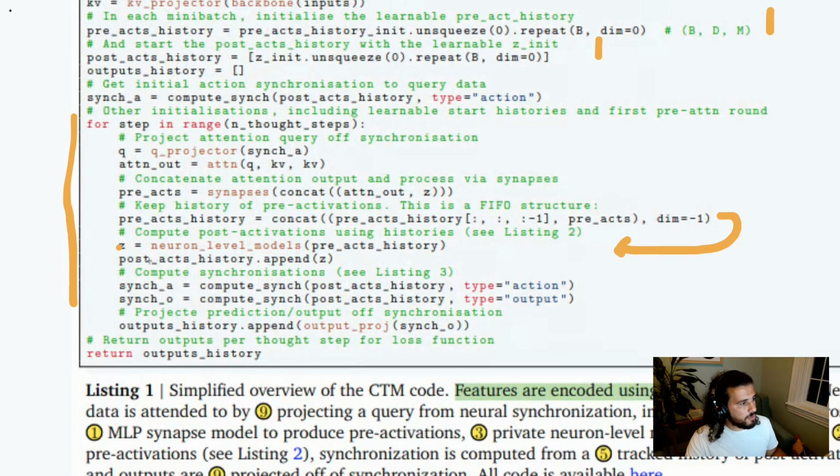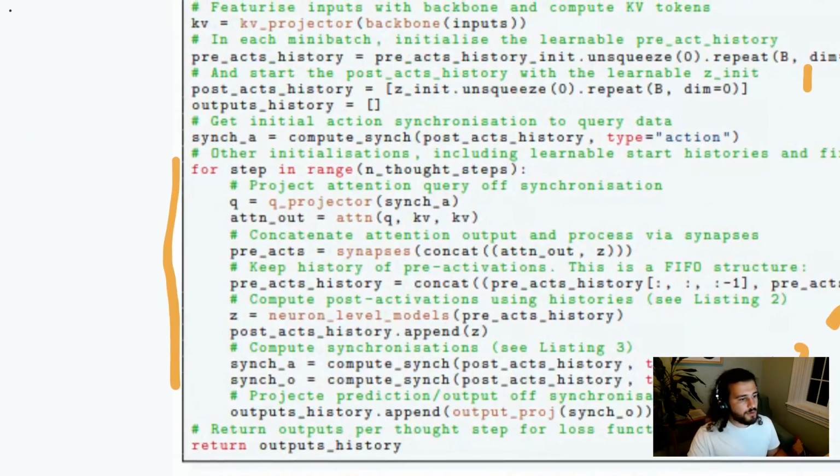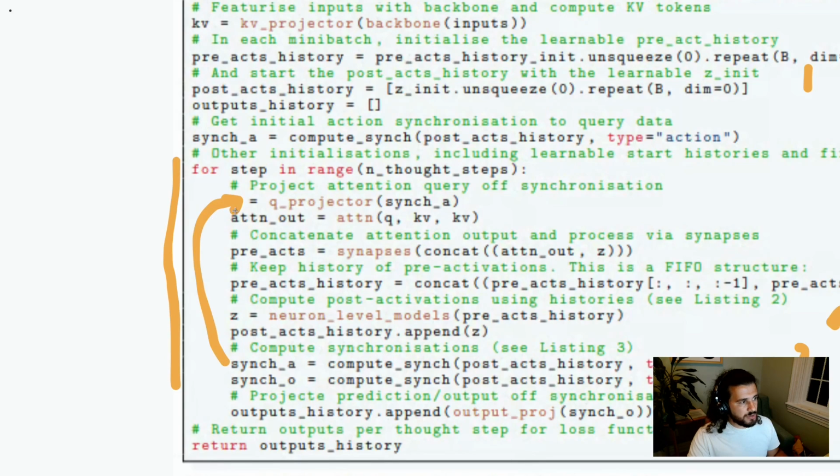And remember, this Z now is what's going to get sent out over here to the synapse model afterward. For the action, remember, we just saw it, it actually goes here in the Q projector. So it goes through the attention mechanism, and then the output goes through the linear layer that we talked about. So this is the output, and you have the output history, and then this history is used to make a decision about what's up.